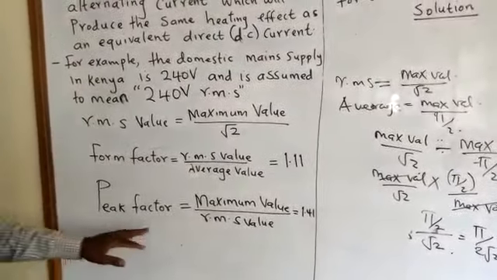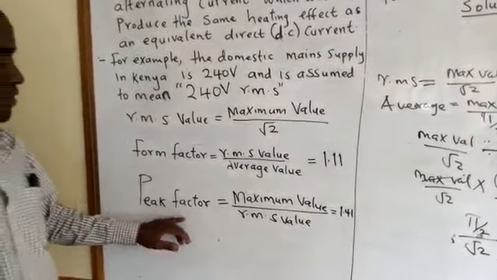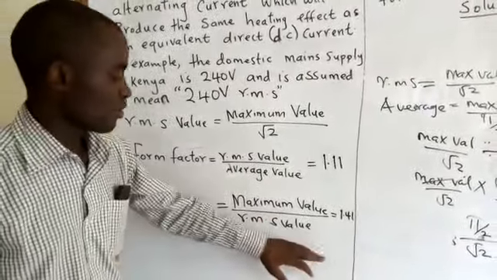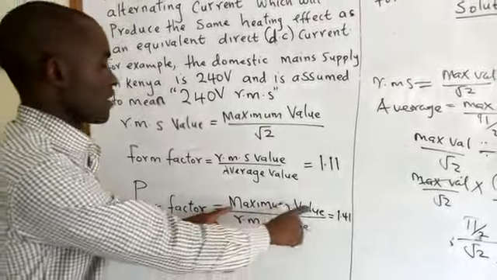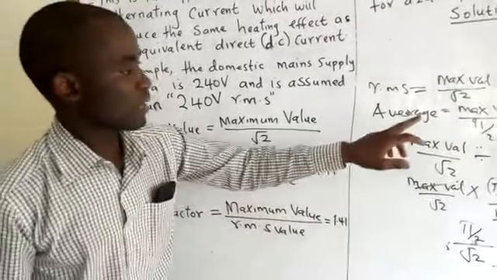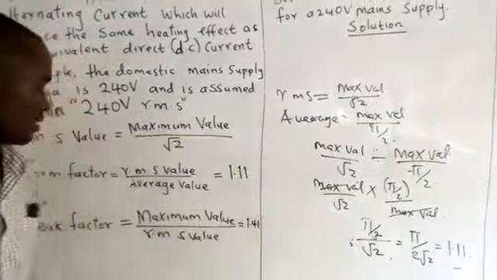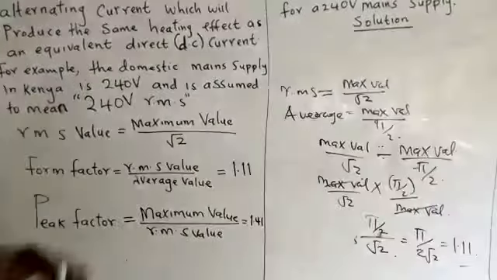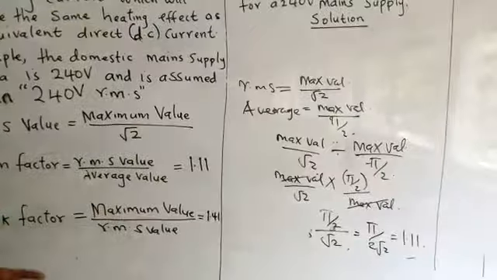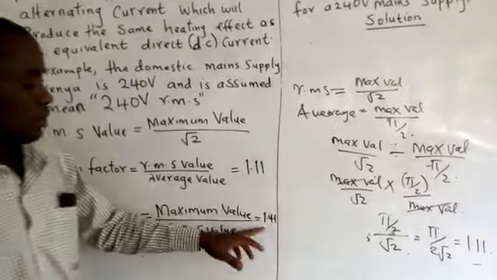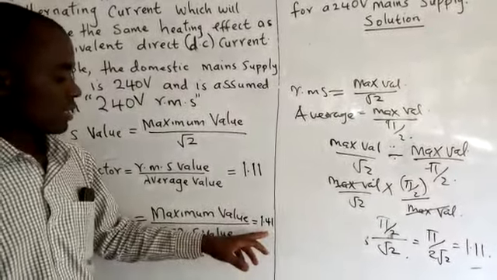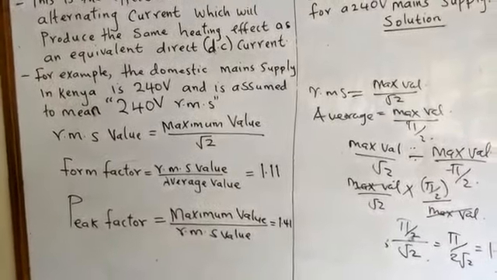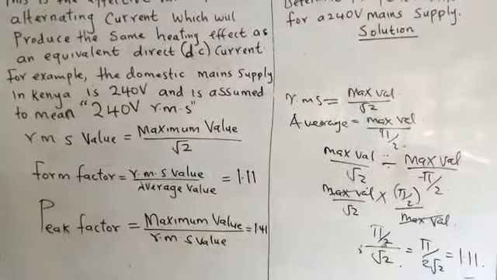The peak factor is given by the maximum value divided by the RMS value. So if you take the maximum value, which we have said is given by this one, you divide it by the RMS value, which is actually the same as taking the reciprocal. You will get 1.41 as the value. So we are looking into an example.